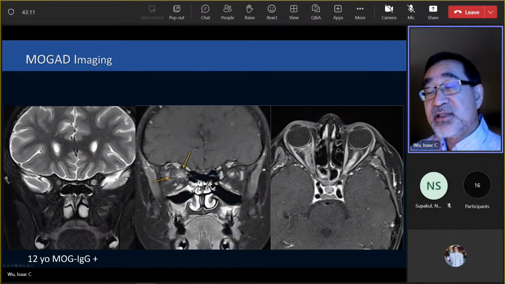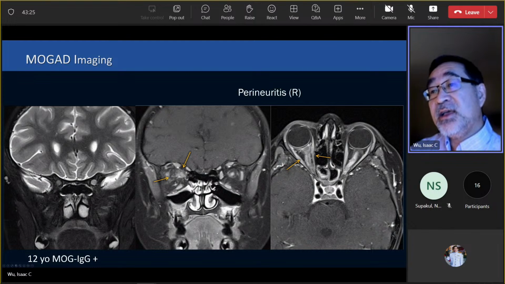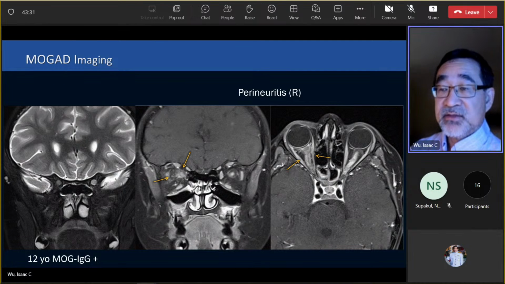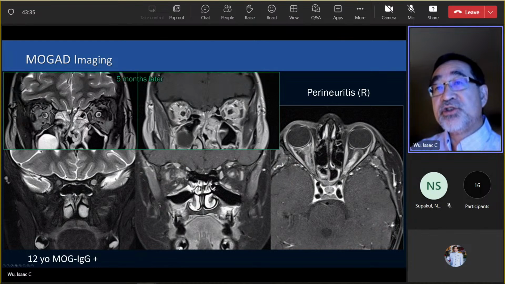Also notice that there's more than just the nerve itself. Sometimes you will see involvement of the surrounding structures, including fat. You can have inflammation around the optic nerve sheath, so-called perineuritis, and that is much more common with MOG as opposed to, say, MS. And the patient was treated, and 5 months later, it looks normal.